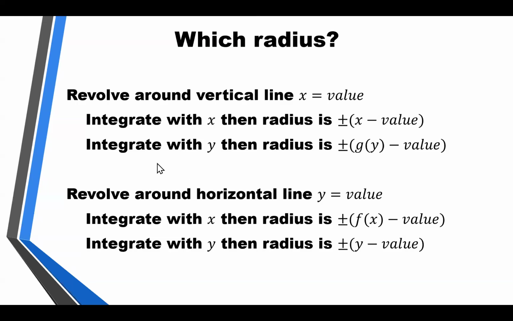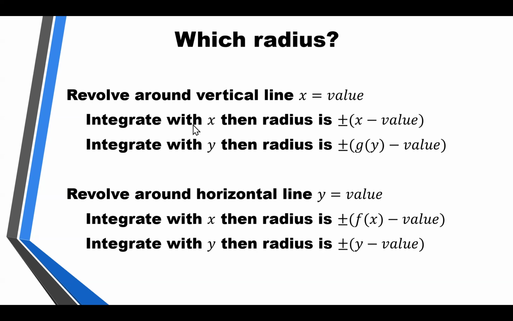So I know that some people get a little bit, their head spins a little bit when they see these different radiuses or radii. But I wanted to give you this: which radius to use? Well, if I'm revolving around a vertical line, it's always going to have x equal to some value, like x equals 5, x equals 6, x equals 0. X equals 0 is the y-axis.